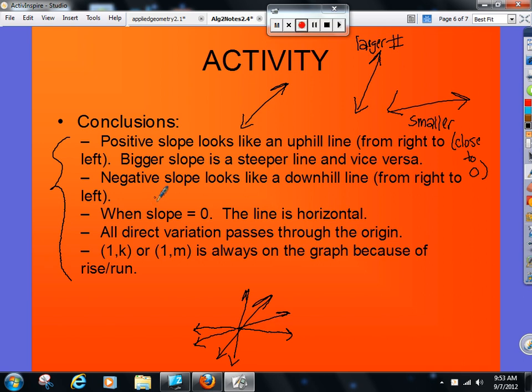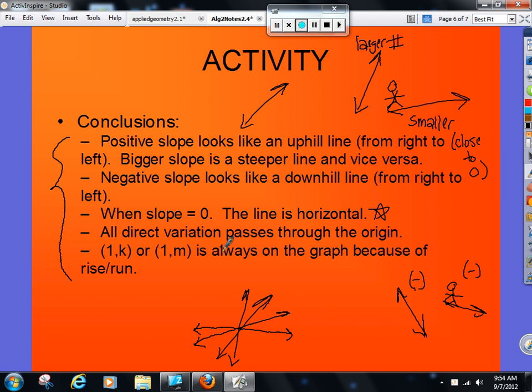Okay? Negative slope looks like a downhill line. So here are some negative slopes. Negative, downhill. Like if you put, I call him Mo the slope man. Mo the slope man would be walking downhill. He always walks left to right like you read. He's walking uphill here, so that's positive. Downhill, negative. Okay? When he's walking flat, that's when it's 0.